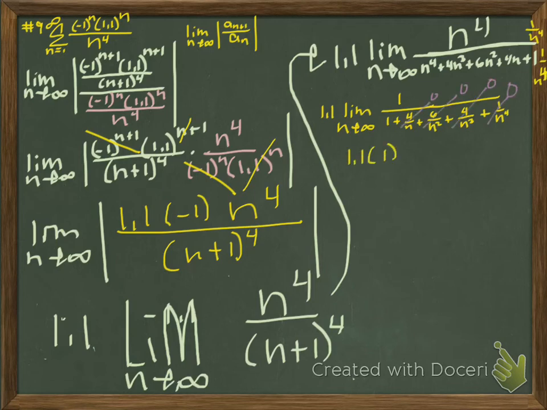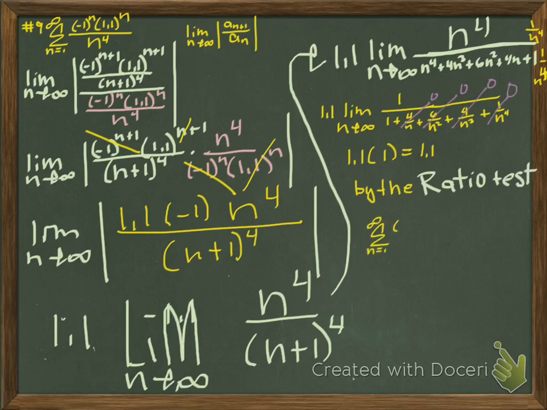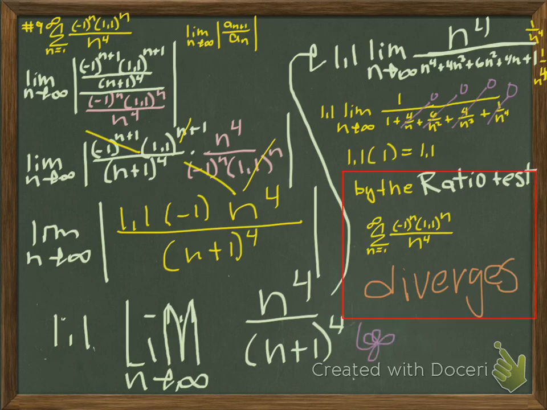That goes to 0, that goes to 0, that goes to 0. It's like Oprah's here. You get a 0, you get a 0, you go to 0. So I'm left with 1.1 times 1, which is 1.1. Not a lot, but a little bit bigger than 1. Because it's any magnitude bigger than 1, by the, which test are we using? Ratio. This series, the OG series, what's it do? It diverges. And it's all over but the boxing flower.